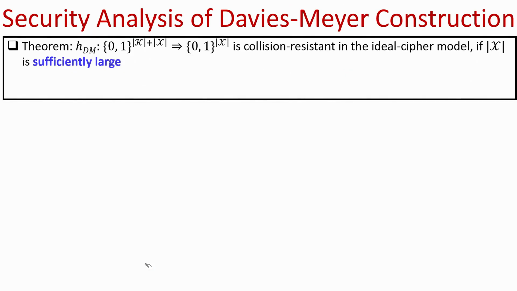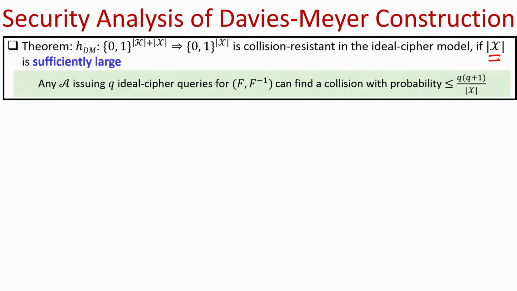And what we are going to prove is that indeed the Davis-Meyer construction that we have given constitutes a collision resistant function in the ideal cipher model, provided the size of the X domain or the X set is sufficiently large. More specifically, what we are going to prove here is that any polytime adversary A issuing q ideal queries all together to the F family and F inverse family can find a collision with probability upper bounded by q times q plus 1 over the size of the X set.